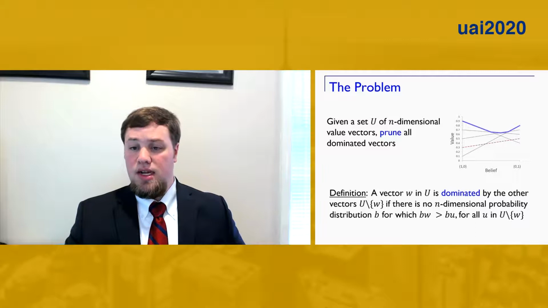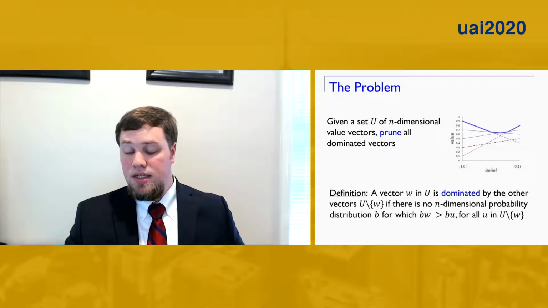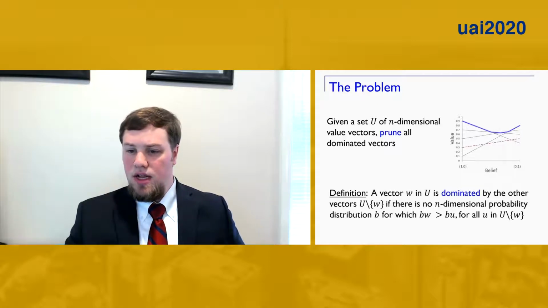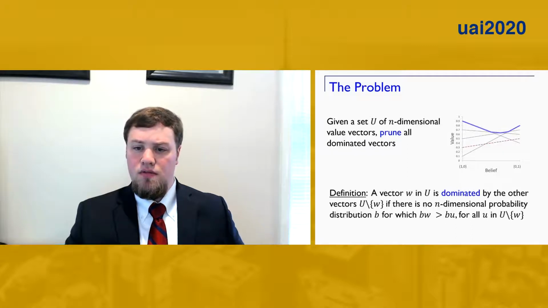Let's look at the picture to illustrate. This graph shows two-dimensional vectors. The x-axis is the probability distribution of being in either the first or second state. Now consider the red dashed vector. This vector is considered dominated because there is no belief for which the vector has a greater value than all other vectors. Another way to think of this is by considering the blue line. This piecewise linear and convex upper surface is formed by the vectors that aren't dominated. If a vector isn't needed to define this surface, then it's dominated.